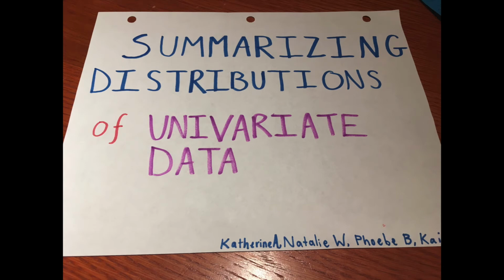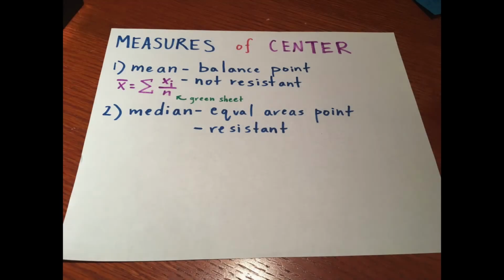In this video, we will be talking about summarizing distributions of univariate data. When trying to find measures of center of univariate data, there are two options. Mean is the balance point, at which a curve would balance if it was made out of solid material. Mean is not resistant, meaning it is affected by outliers.